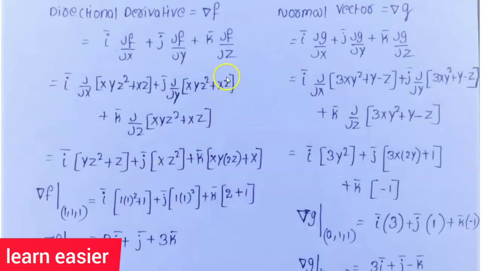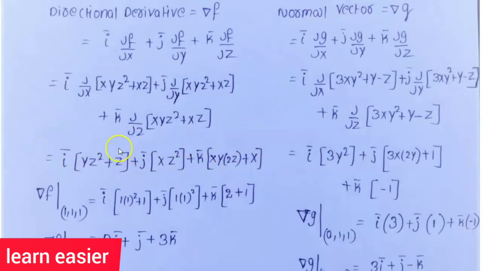Plus, the other term doesn't contain y, so its derivative is 0, so we get only xz square. And for z, the derivative of z square is 2z, so 2z into xy, and the derivative of z is 1, so 1 into x. So finally we get i bar into (yz square plus z) plus j bar into xz square plus k bar into (xy into 2z plus x).